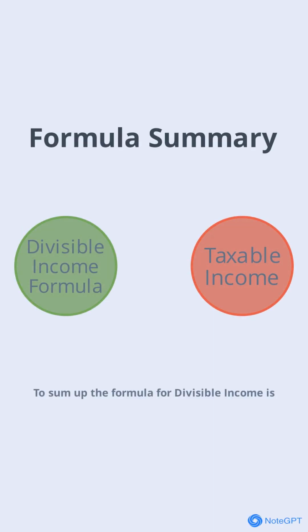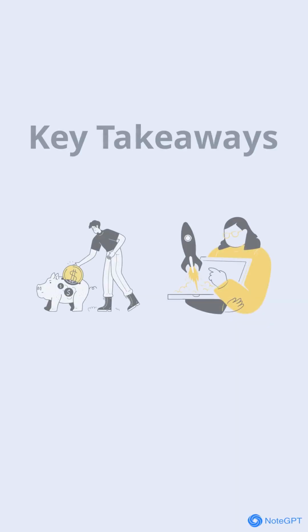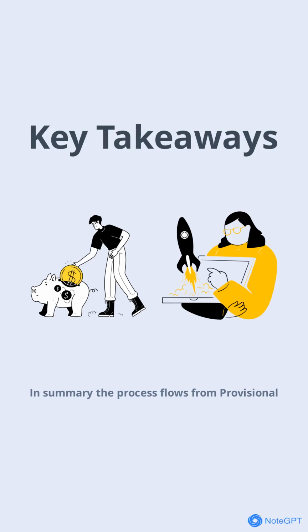To sum up: the formula for divisible income is DI equals PAI minus salaries to partners minus interest on capital minus any other appropriations. Each partner's taxable income is their share of DI plus any salary, interest, or bonus they receive. This formula ensures that profits are allocated and taxed correctly, in line with both the partnership agreement and tax law.